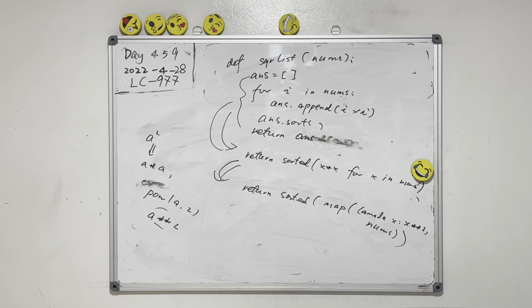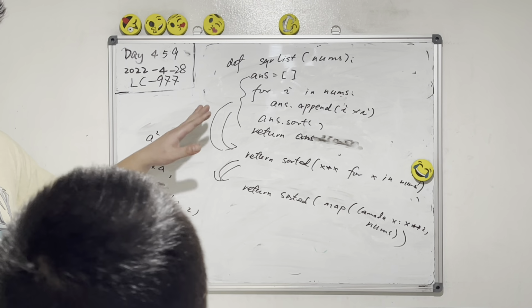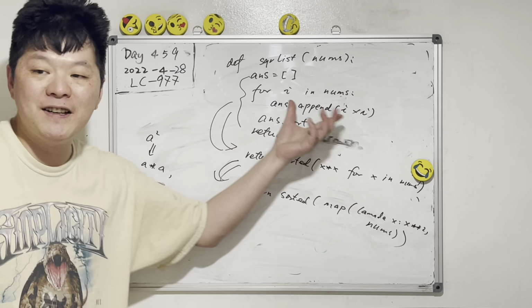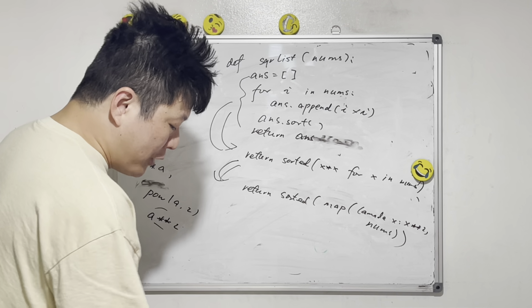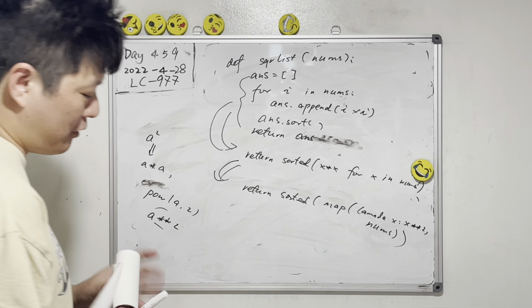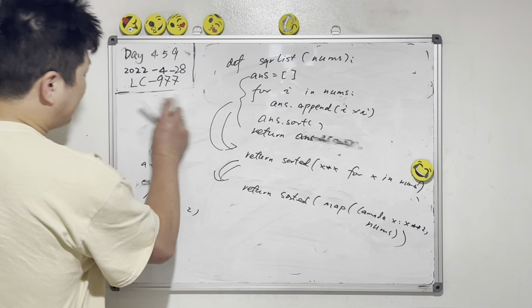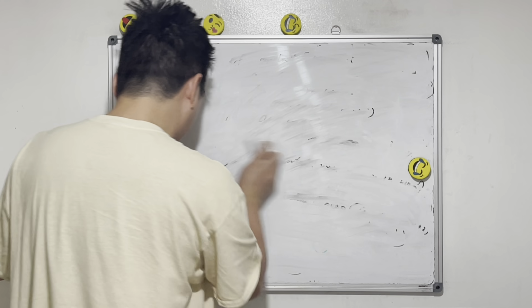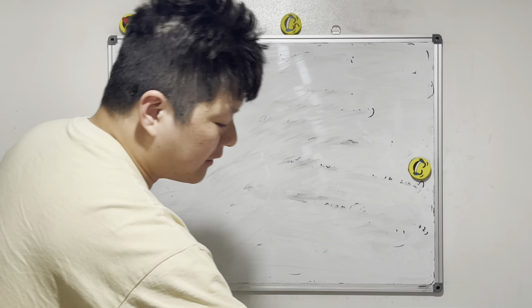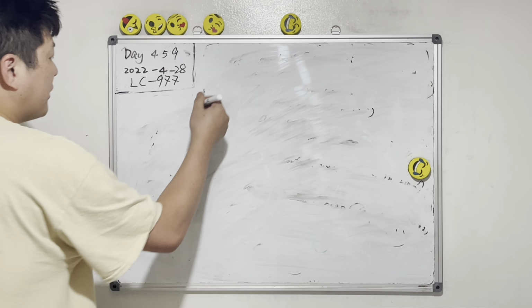What's the time complexity? N log n, because we have n numbers. Okay, so can we do it in O(n) time? So how can we do this in O(n) time? The thing is that the original list is already sorted. It's already sorted, so we want to make use of that.